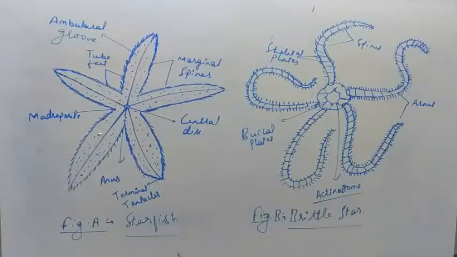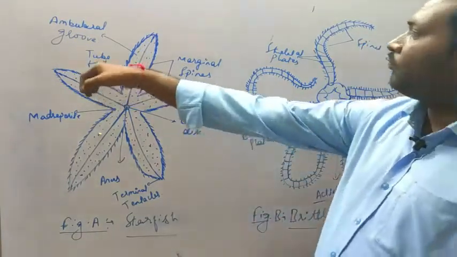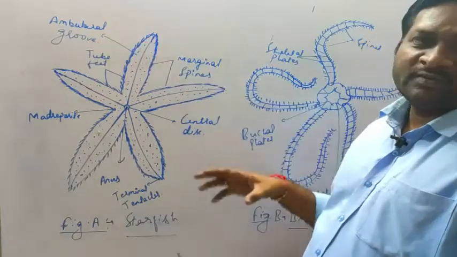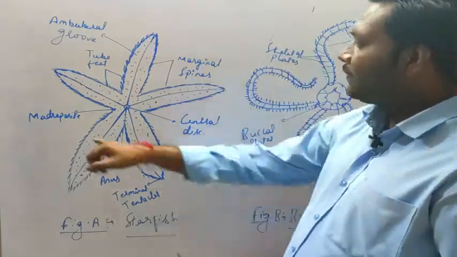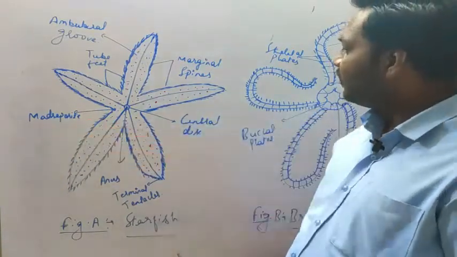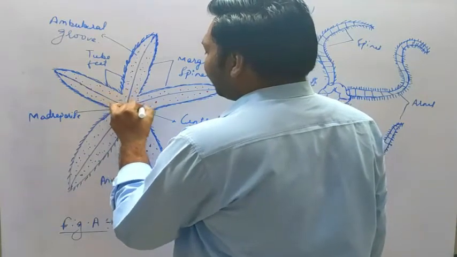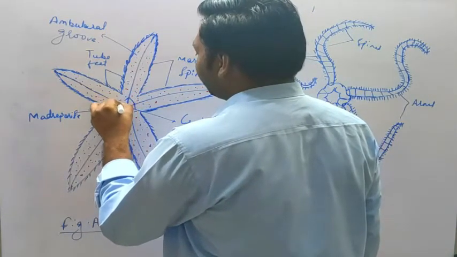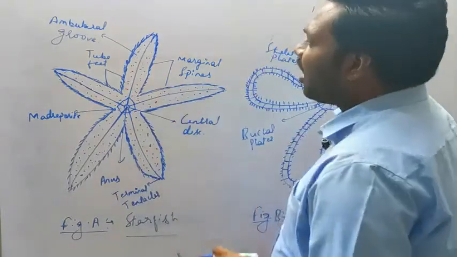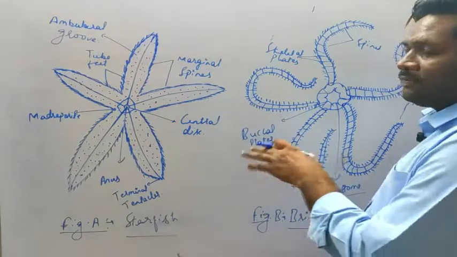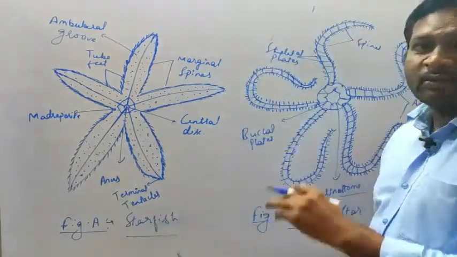As you can see in the example, that is the starfish. The diagram shows a few feet, with the ambulacral groove, which helps in movement. Then marginal spines, which are spines on the surface itself. Then the madreporite, which helps in the water vascular system. There is a central disc to which the arms are attached, and here you can see the nerve ring. This nerve ring is attached to nerve fibers formed within the ambulacral groove, which help in movement. From the dorsal part we can see the anus, and from the ventral part we can see the mouth, which is present over the central disc.